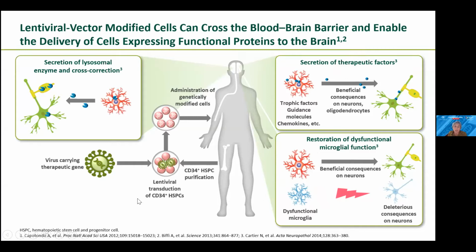So this is just an example of how an integrating vector would be used to transduce a very rapidly dividing cell population. And just to wrap it up from where I started, you can imagine that using an AAV that persists episomally would not be appropriate for something that is dividing quickly and repopulating. So again, it's about choosing your gene therapies for what's appropriate and for what you want to achieve.